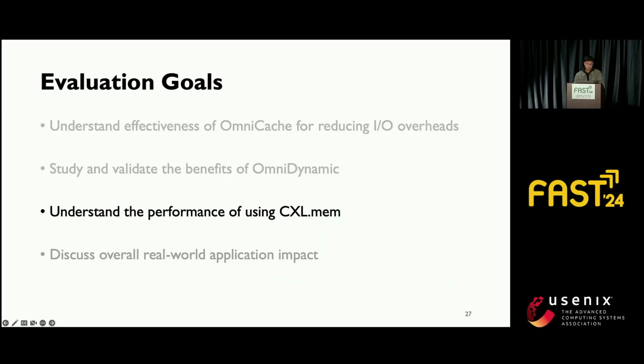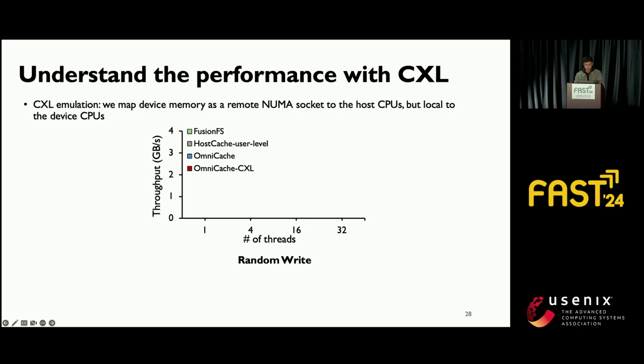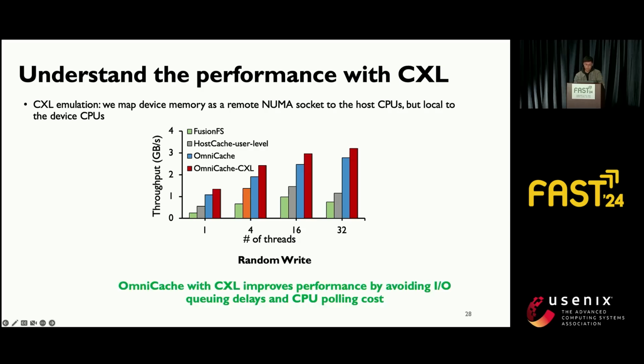Next, we also try to understand the performance of using CXL.memory. To understand the performance with CXL, we emulate the device memory as a remote NUMA socket to the host CPU, but local to the device CPU. According to our result, OmniCache improves the performance by avoiding the I/O queuing delay and CPU polling overhead with CXL.